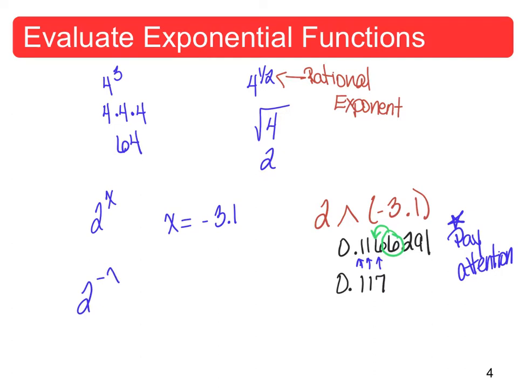Now, the next one that we're going to do is 2 to the negative x power, and we are going to plug in 3. For this one, I would not use your calculator. I'm plugging 3 in for x. Notice that negative is in front of that x. That negative stays. So I'm actually going to have 2 to the negative 3 power.